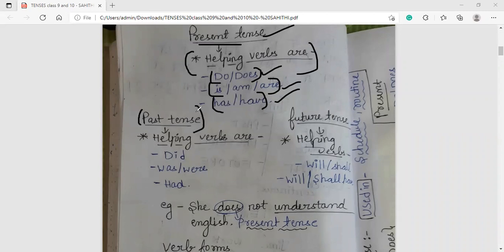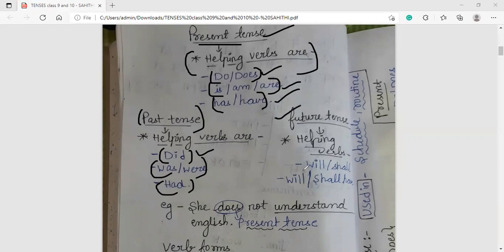Same for past tense also. Here, instead of do or does, we are using did. So past tense helping verbs are did, was or were, and had. Did हम लोग कब use करते हैं? Did is used in the past tense only. Did is used for the past indefinite tense. Was or were is used for past continuous tense. And had is being used for past perfect continuous.